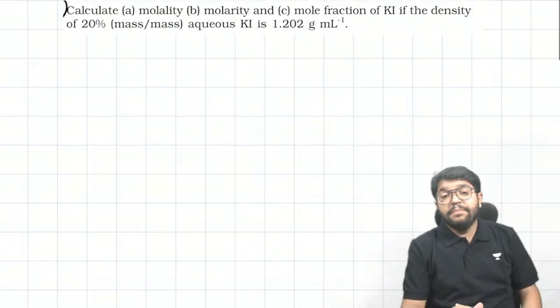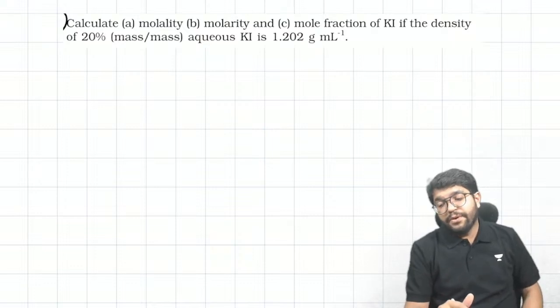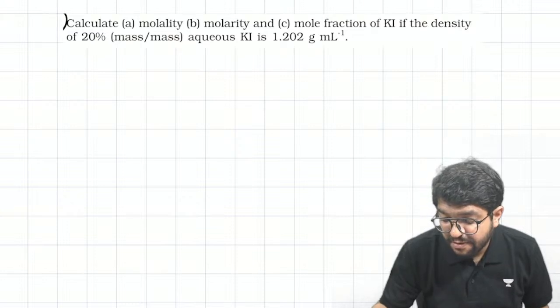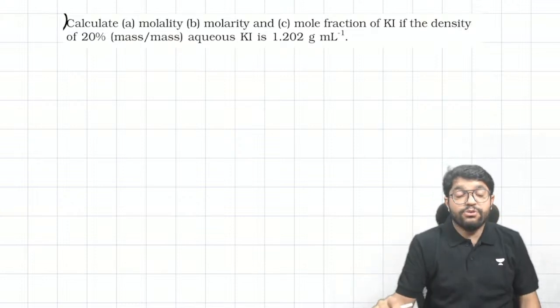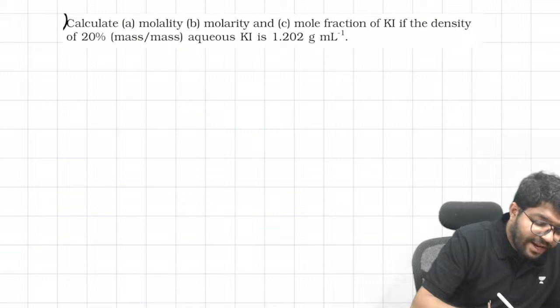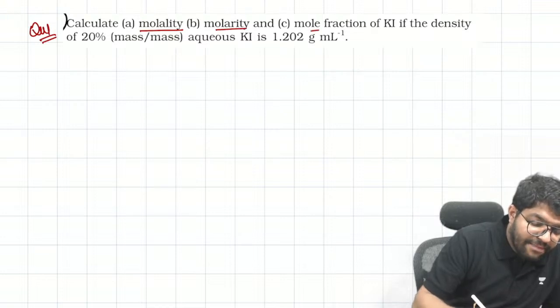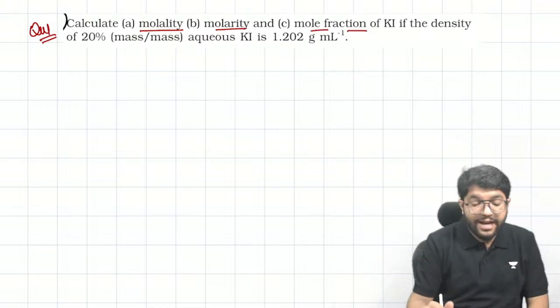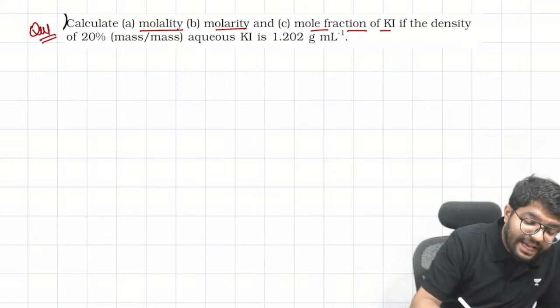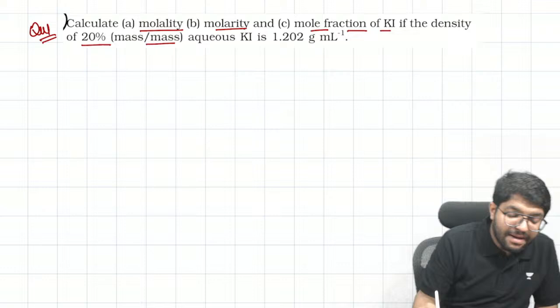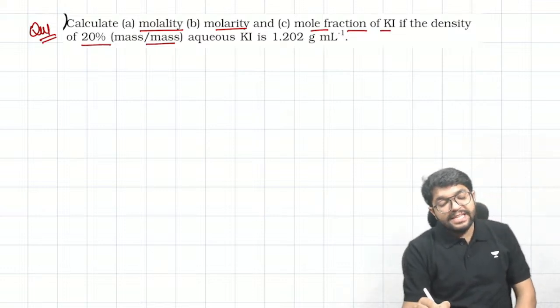Anybody who is attempting it, please keep on trying. Don't think it's not an attemptable question. It's very, very important, and you can attempt it also. I'll give you a hint for 2 minutes. Calculate the molality, molarity, and mole fraction. All three you have to calculate. Having KI, if the density of 20% mass by mass aqueous solution is 1.202 gram per ml.